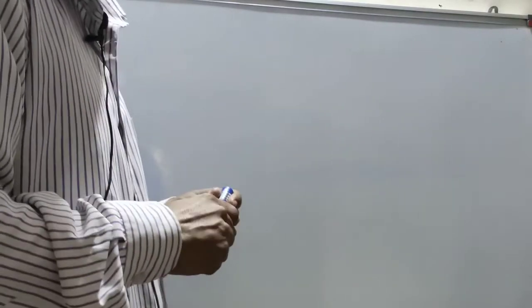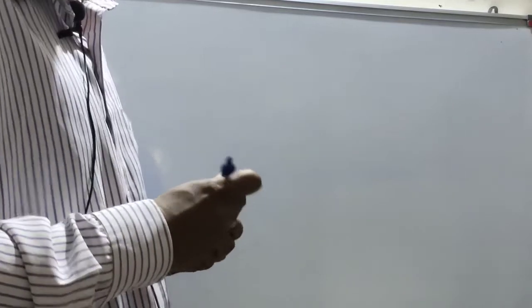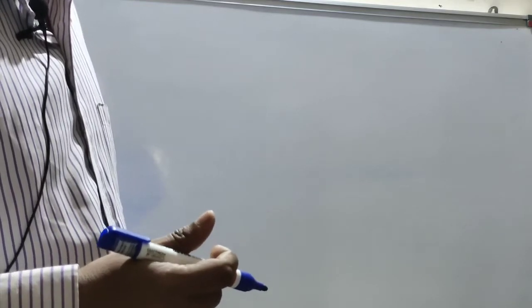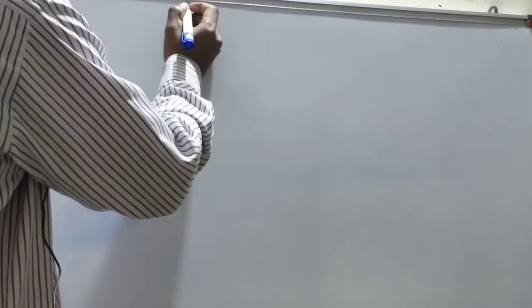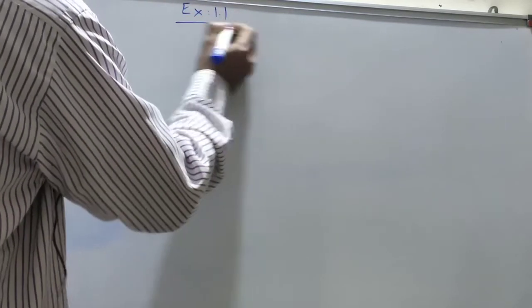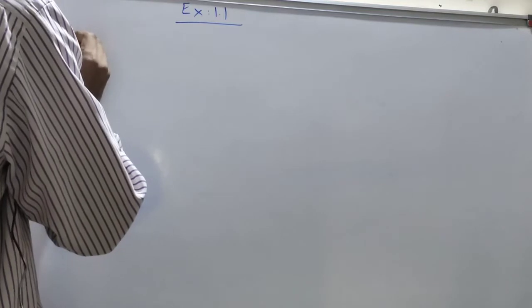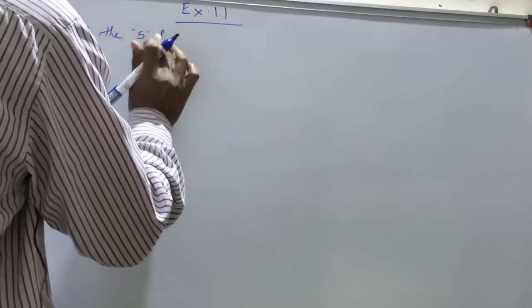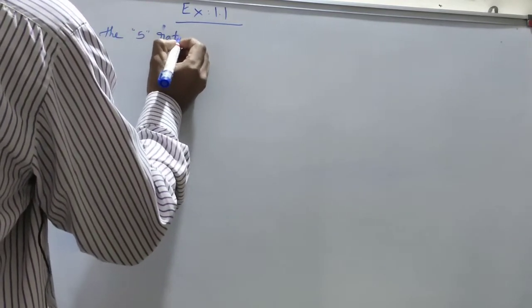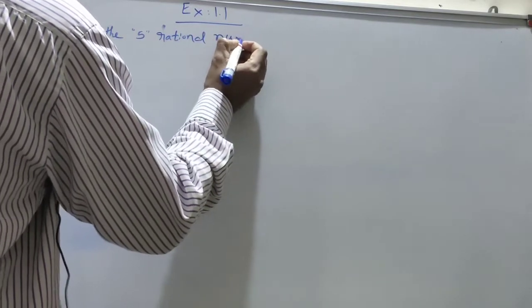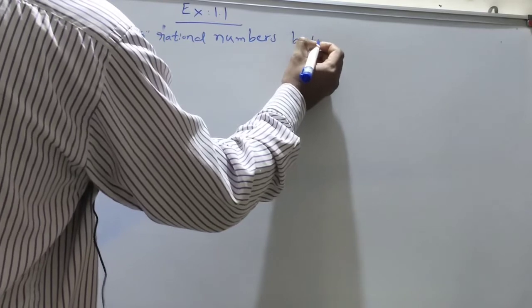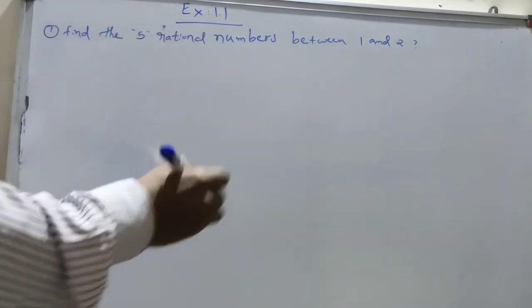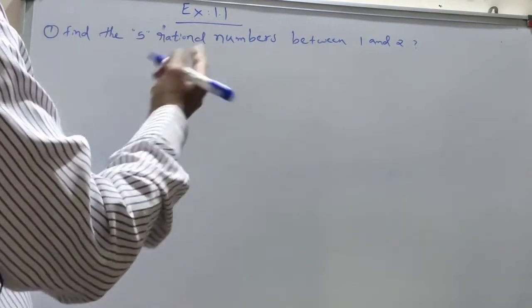Now students, let us see exercise 1.1. Find the 5 rational numbers between 1 and 2. So now let us follow the one step method, the easiest method.